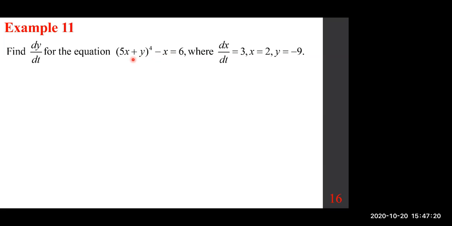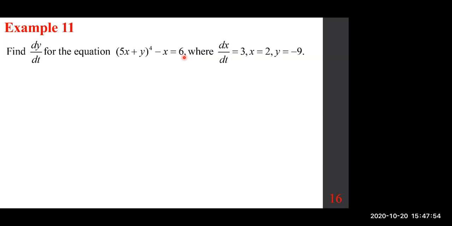How would you differentiate this? Remember, when they say dy/dt, that means every variable is a dependent variable with the exception of what? T. So what do you get? Anyone? Okay. Now 4 sits in front. You write the same thing to the power of 3, and then the derivative of the parentheses is 5 dx/dt plus dy/dt. Minus x becomes dx/dt, and this is a number, becomes 0.